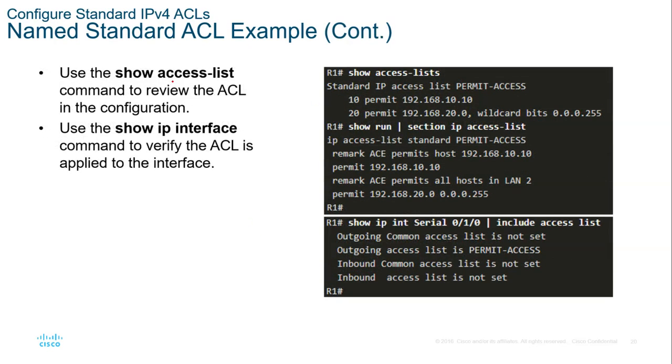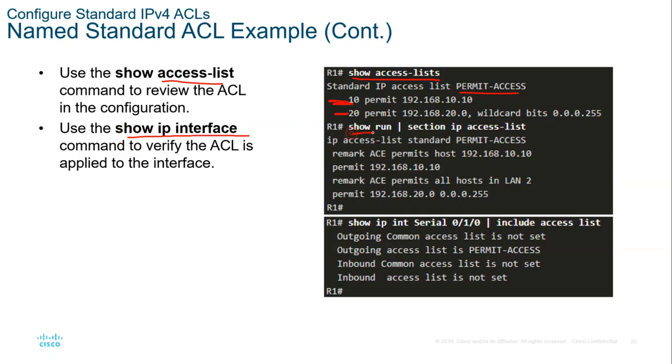Show access list, as you can see, show access list. We have the list, it's permit access. The two entries, they are here with sequence numbers. Then we have another command, show IP interface.